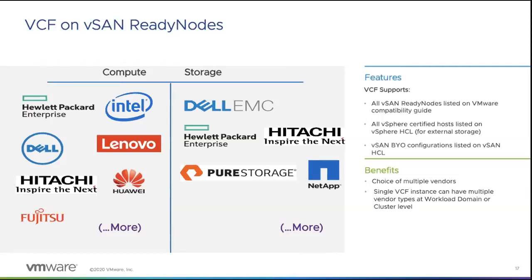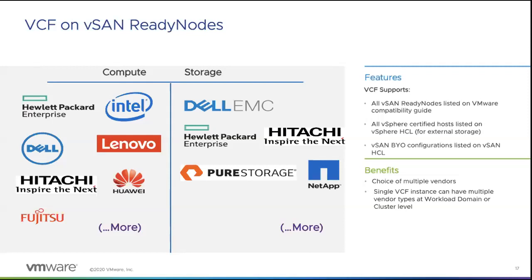So this is a really good feature if you have multiple vendors in your environment and you want to use those nodes. So it can be a part of VCF on vSAN ready nodes. It just needs to be a part of the compatibility guide. Also, there's something called the vSphere certified host, and VCF can be deployed on that as well. So all these hardware compatibility guides are something you can see on the VMware website, and they can give you a sense of what nodes are applicable here.